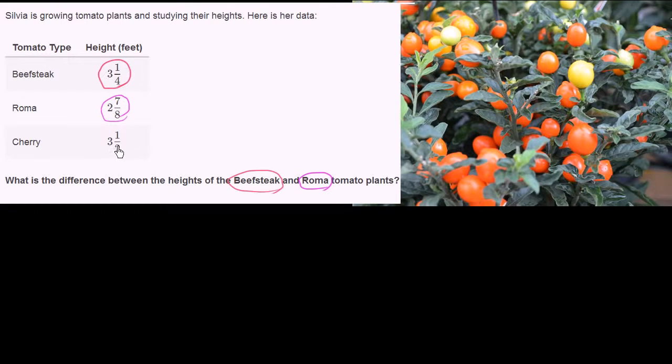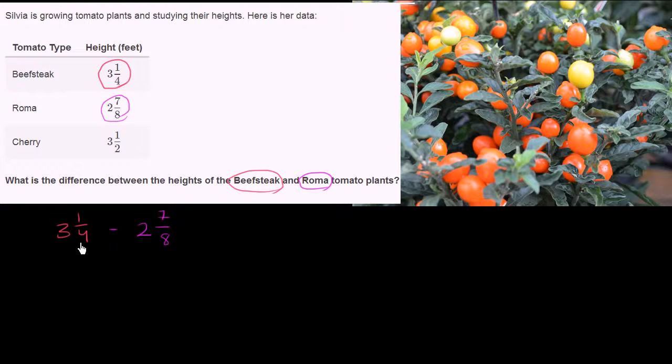So they want us to find the distance between these two heights. So this cherry tomato height was really unnecessary for the sake of this problem. So we want to find the difference in these two heights. So we want to subtract the smaller of these from the larger of these. So we're really trying to evaluate what 3 1/4 minus 2 7/8 is.